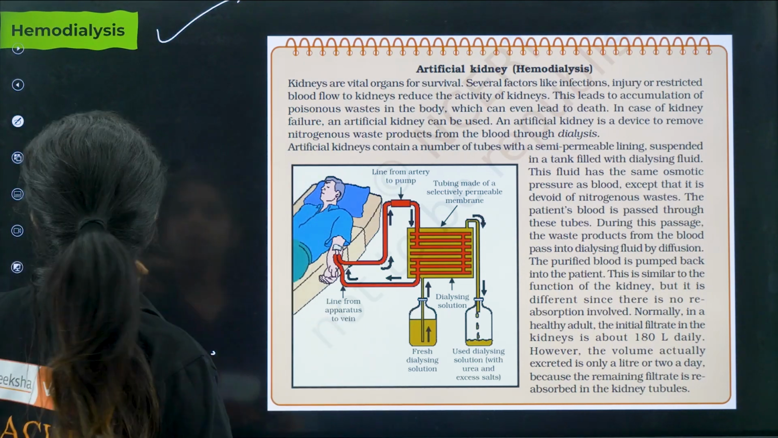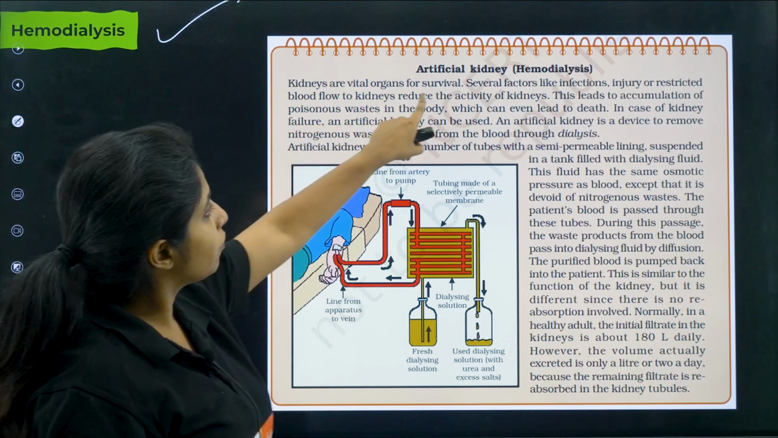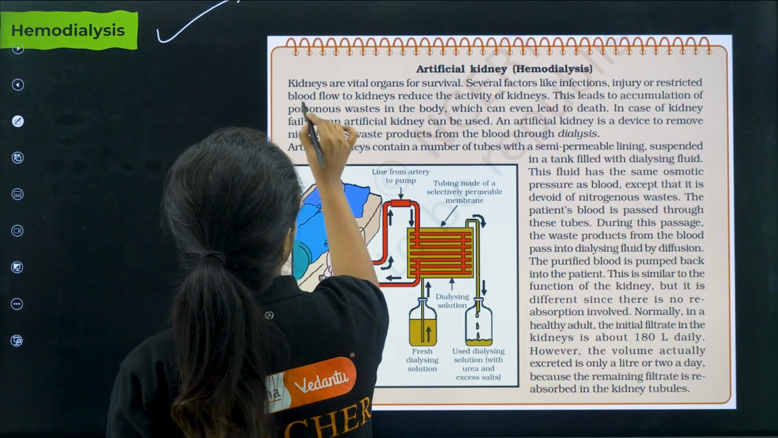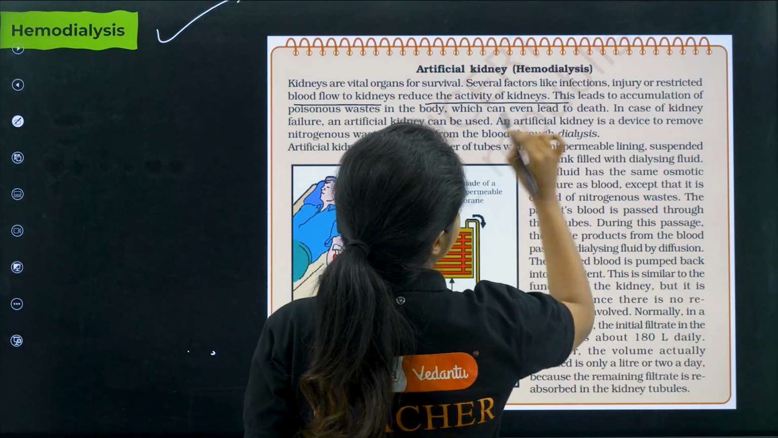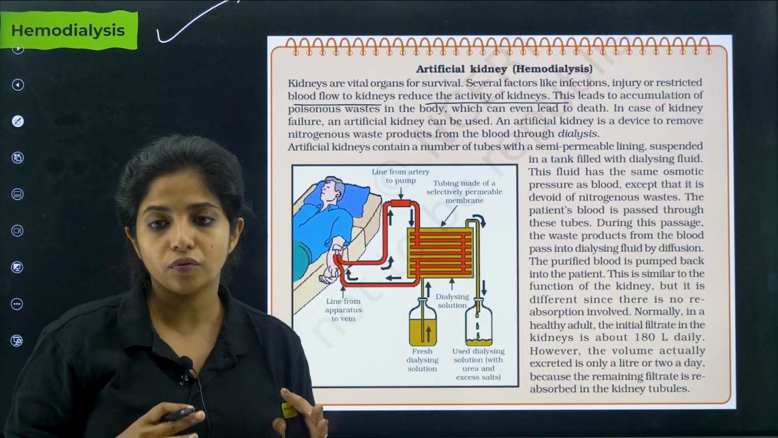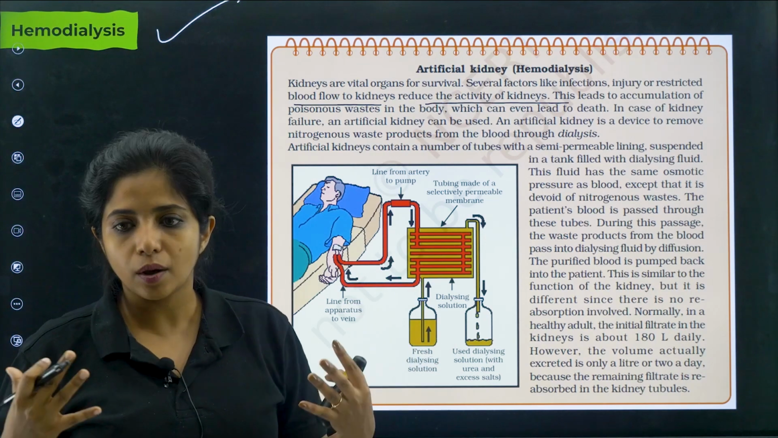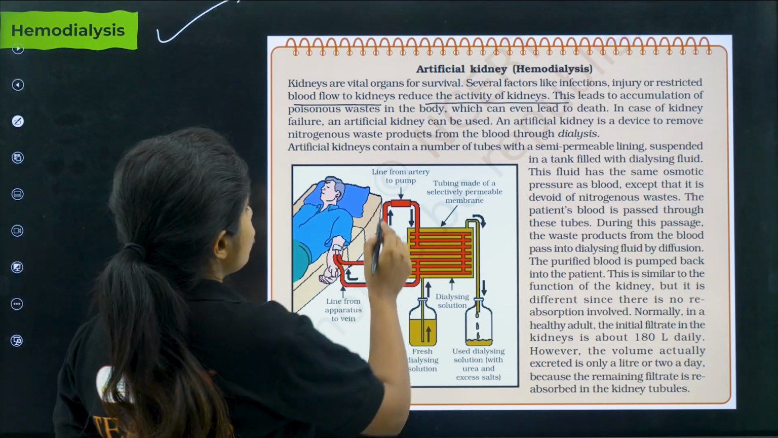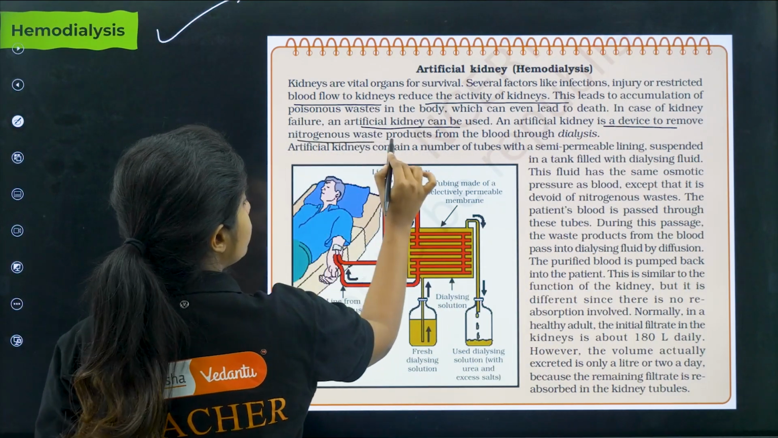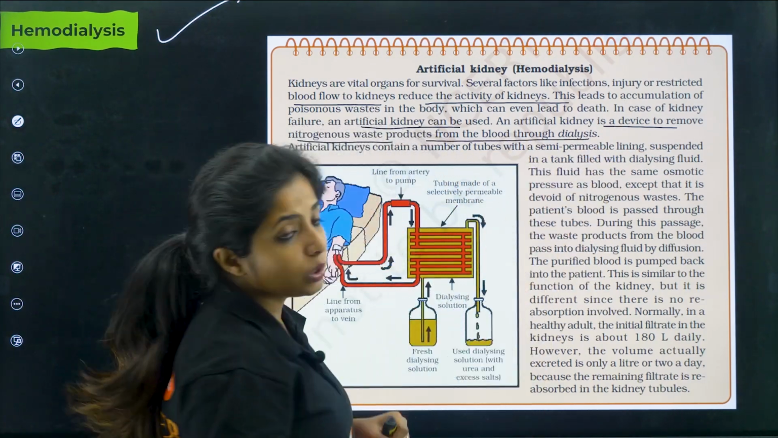Okay, so kidneys, what are those? Kidney, you know, they are vital organs for survival. Several factors like infection, injury or restricted blood flow to the kidney reduce the activities of the kidney. This leads to accumulation of poisonous waste. Obviously, if kidneys are not working, then the urea gets accumulated in our body and it can even lead to death. So, an artificial kidney can be used. An artificial kidney is a device to remove nitrogenous waste products from the blood through dialysis.